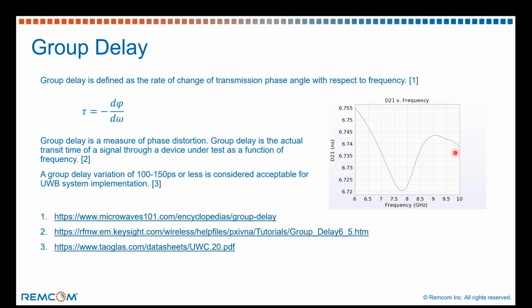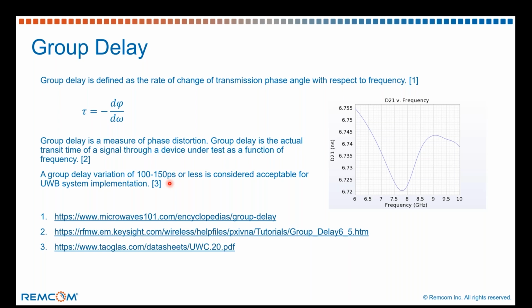So that's kind of what group delay means, or how we're thinking about it. And then we found some other information down here that group delay variation of 100 or 150 picoseconds is considered acceptable for ultra wideband applications. So if we take the variation over this, what is the slowest signal versus what is the fastest signal? What's the delta in between? That delta should be 100 or 150 picoseconds for ultra wideband applications.